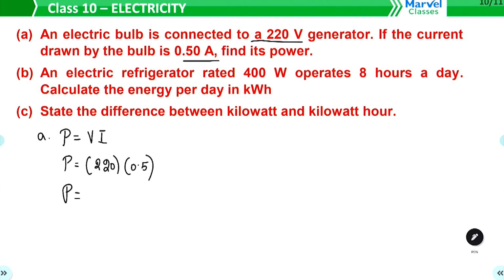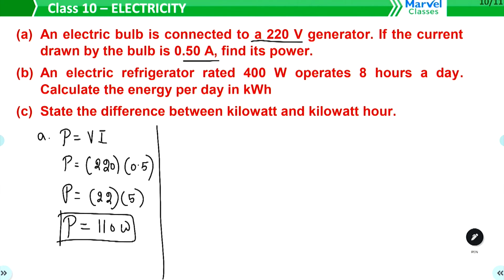So P is equal to, I will take this 0 and put it over there. It becomes 22 into 5. So P is equal to 110 watt. This is the amount of power consumed. See, it is again a straightforward question. All that you have is the current and the voltage. So you take those and put them in to calculate the power, because the formula for power is straightforward, it is V into I.